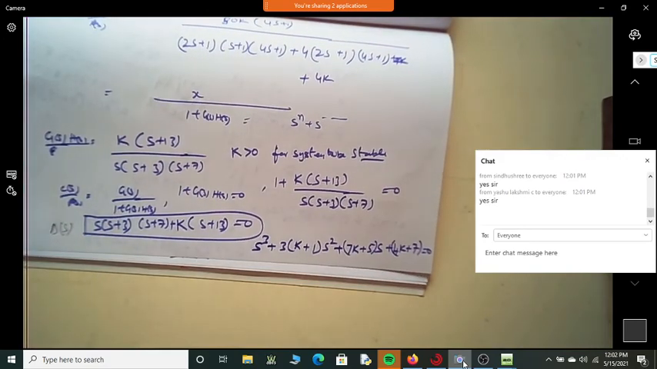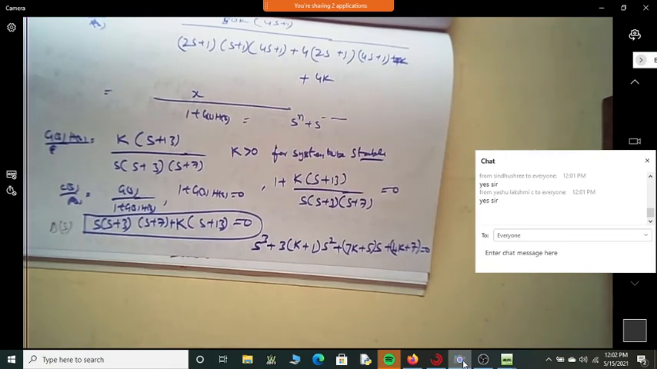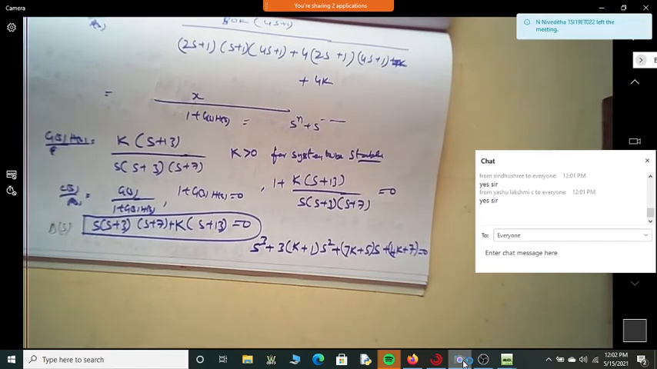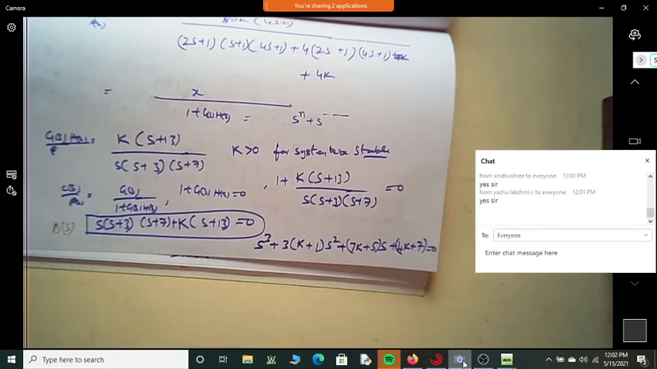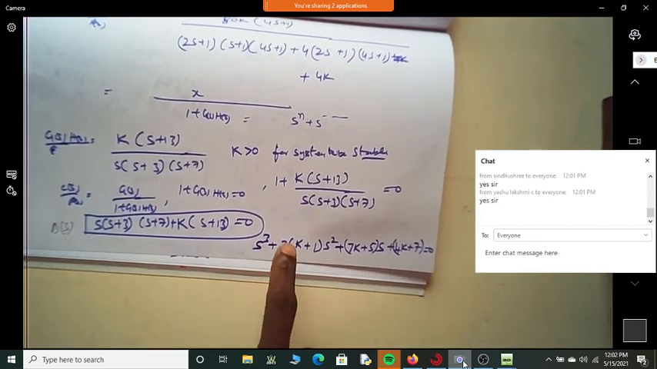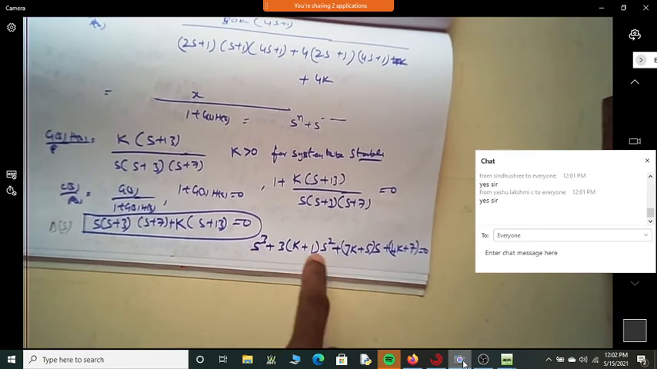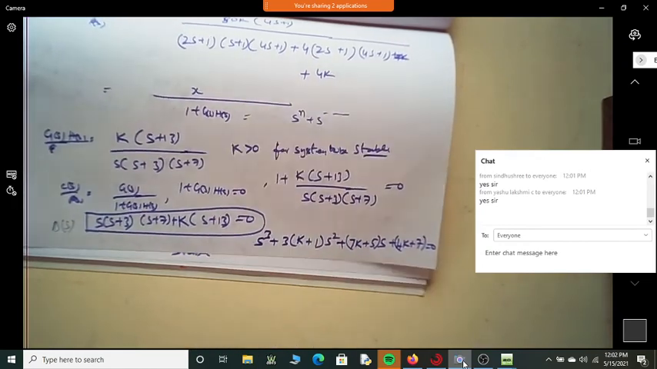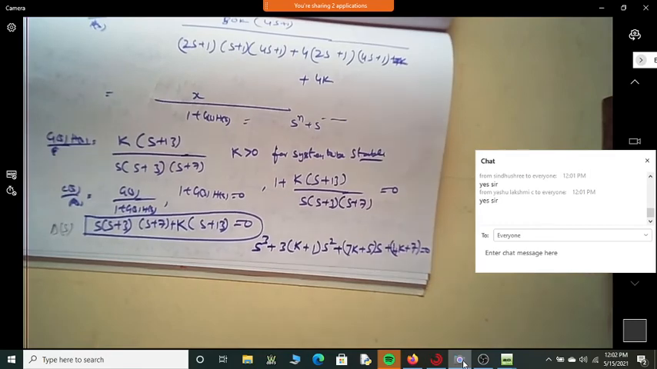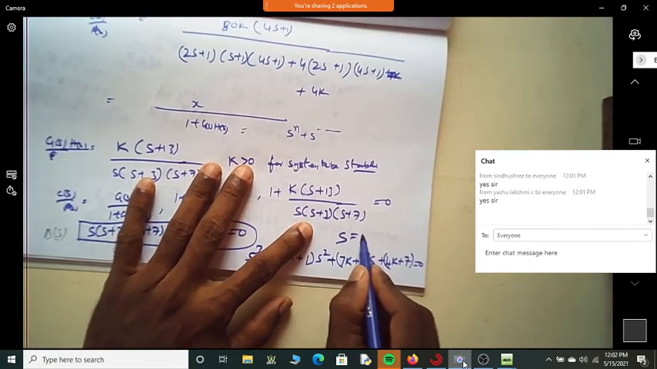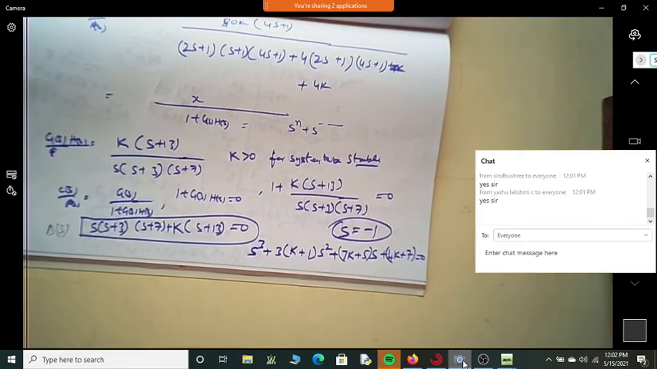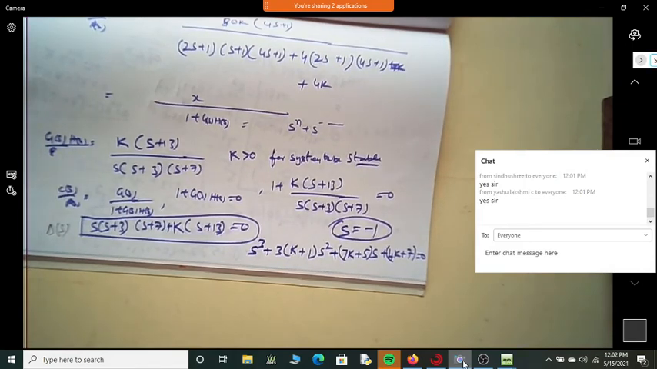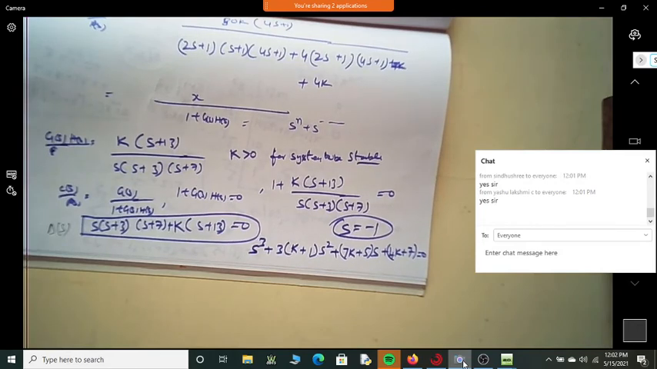Now the question is, determine the range of values of k such that the characteristic equation given here has roots more negative than s equal to minus 1. Roots more negative than minus 1.